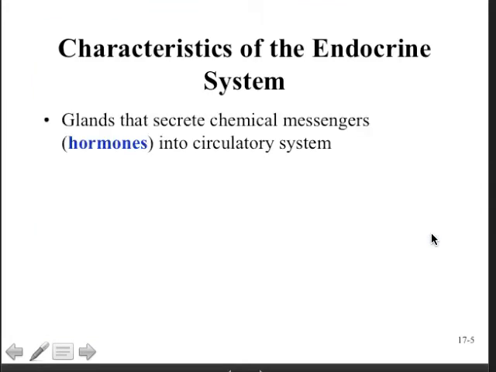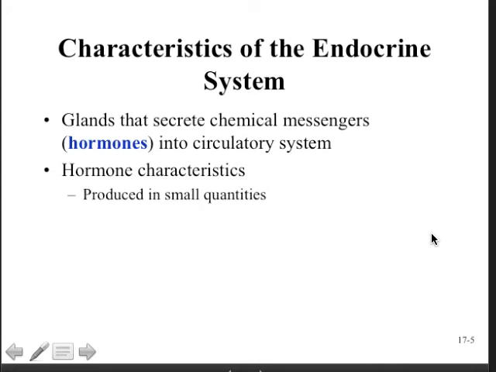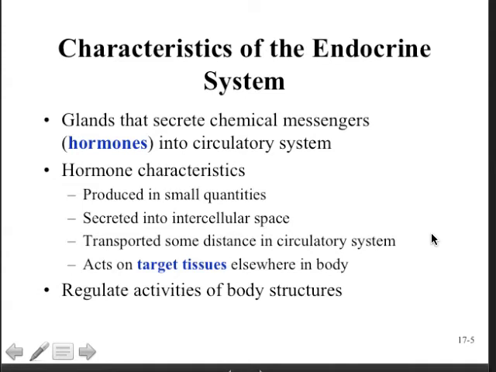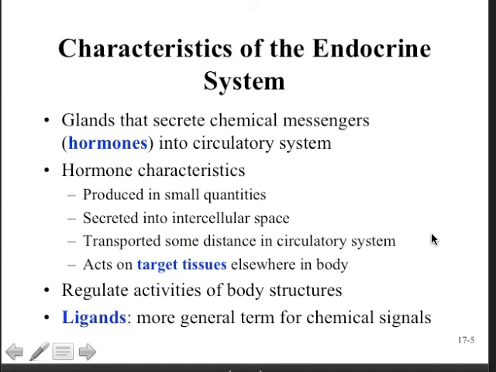So, we already discussed the fact that endocrine glands secrete chemical messages into the circulatory system. Hormones are generally produced in small quantity. They're secreted into the intercellular space, transported by the circulatory system to their target somewhere else in the body, and they regulate the activity of the structures that they attach to. The ligand is the more general term for the chemical signal. Now, you might well ask, where are these endocrine glands?